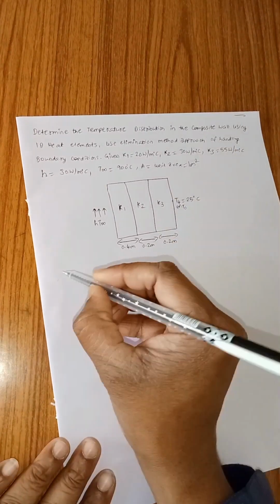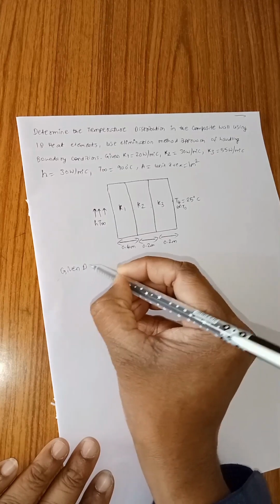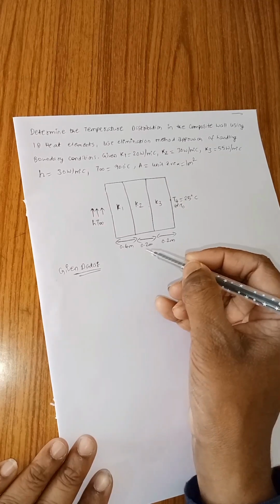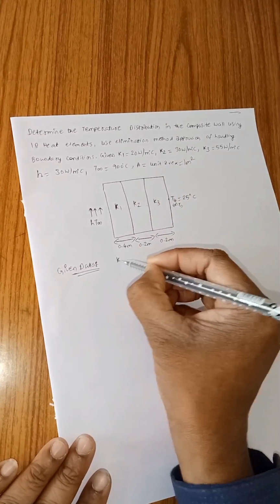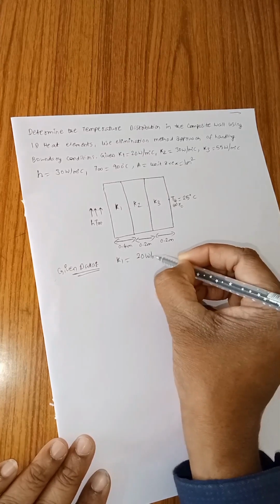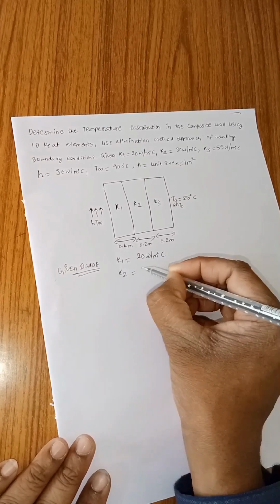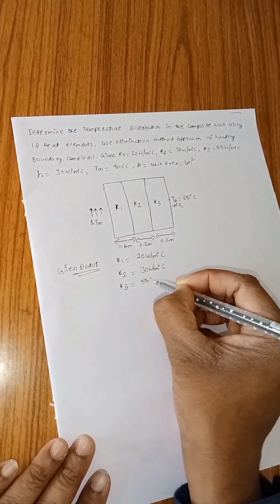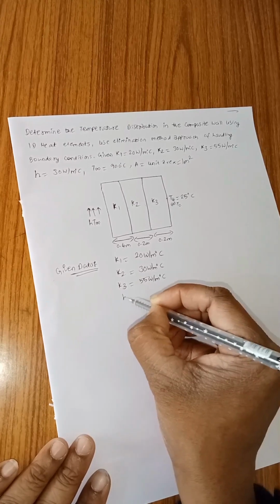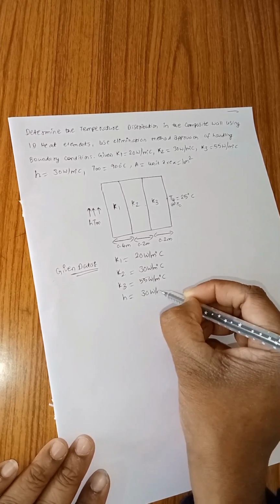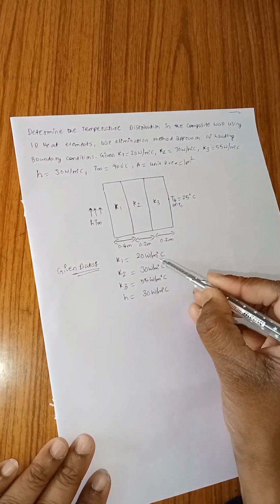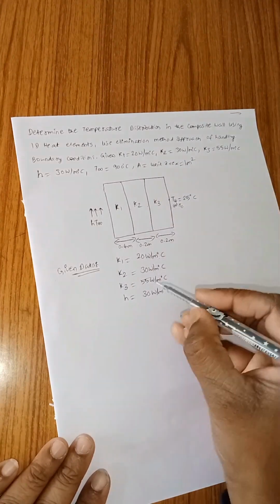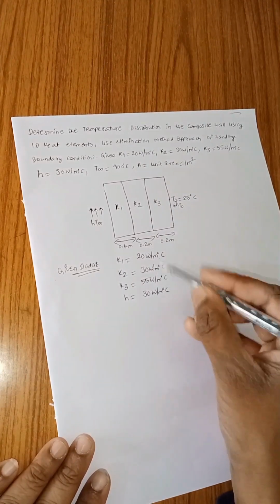So now let's try to write the given data first. This is the figure that is given. Given data is very, very important. So let's write K1, K2, K3. K1 is 20 watts per meter degree Celsius, and K2 is 30 watts per meter degree Celsius, while K3 is 55 watts per meter degree Celsius. Apart from that you have H, that is 30 watts per meter degree Celsius. You can see all these are in watts per meter degree Celsius. All these parameters are in meters, so I don't think any other conversions are required. You can just retain the same.